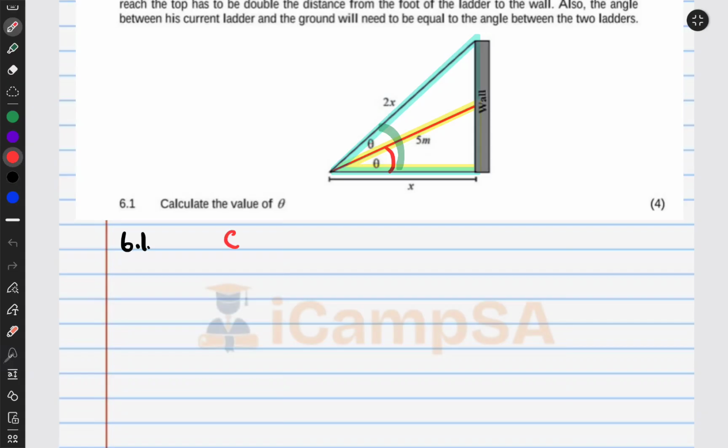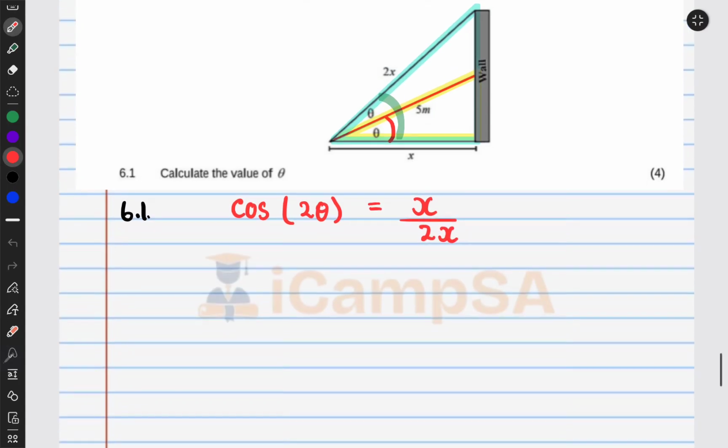We're going to have cos of 2 theta, not cos of theta, cos of 2 theta. We're using the bigger triangle, is equal to what? The adjacent side over the hypotenuse. Adjacent is x, over the hypotenuse, which is 2x. And look what happens here. The x and x will cancel. We'll be left with 1 over 2.